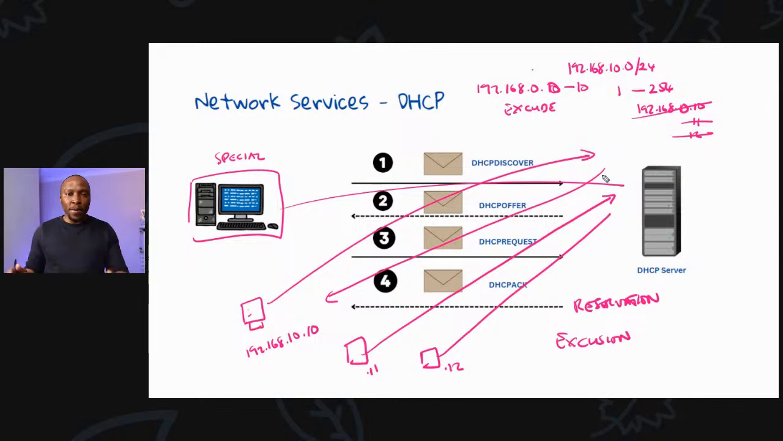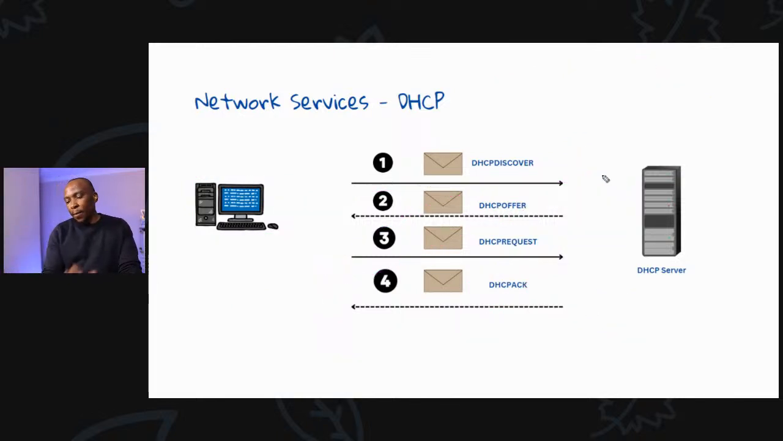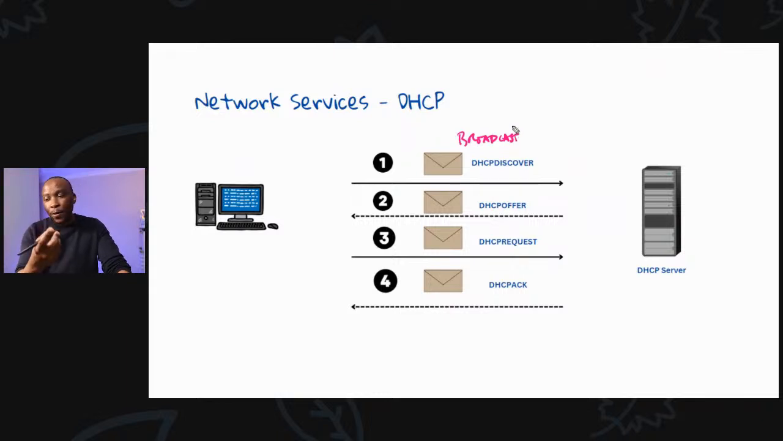Now, there's a problem with DHCP. I said earlier on that DHCP uses, the first packet is a broadcast packet. I know we haven't covered this, but later on we're going to cover that routers do not forward broadcast packets.